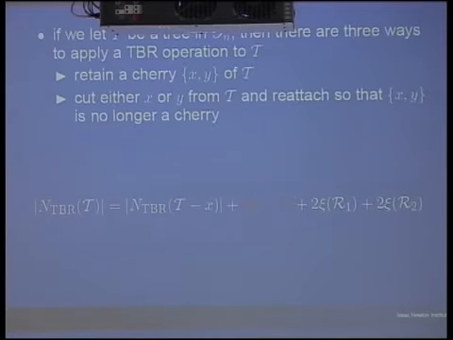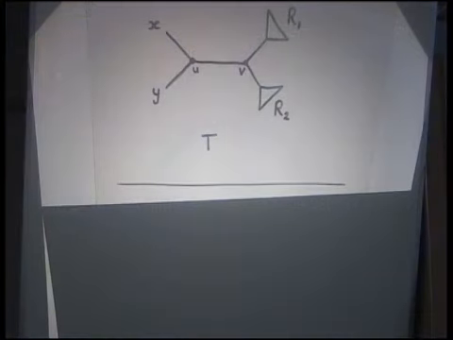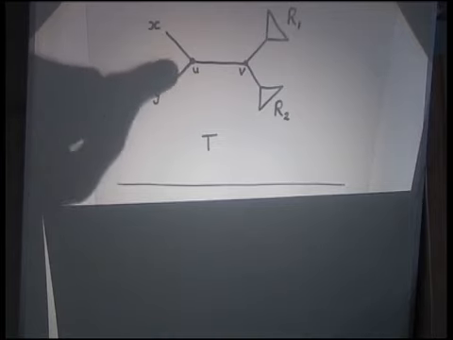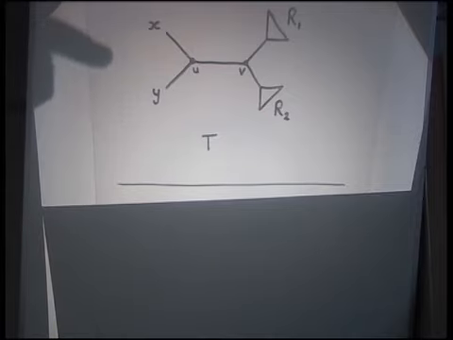The next thing you could do, I'm going to have to change from red next time I do this. The next thing you can do is cut off either X or Y and graft it onto some other edge of the tree so that XY is no longer a cherry. So in the case of X first, we can cut X off from U here and graft it to any edge not incident with U. If we graft it on there, then you still have XY as a cherry.